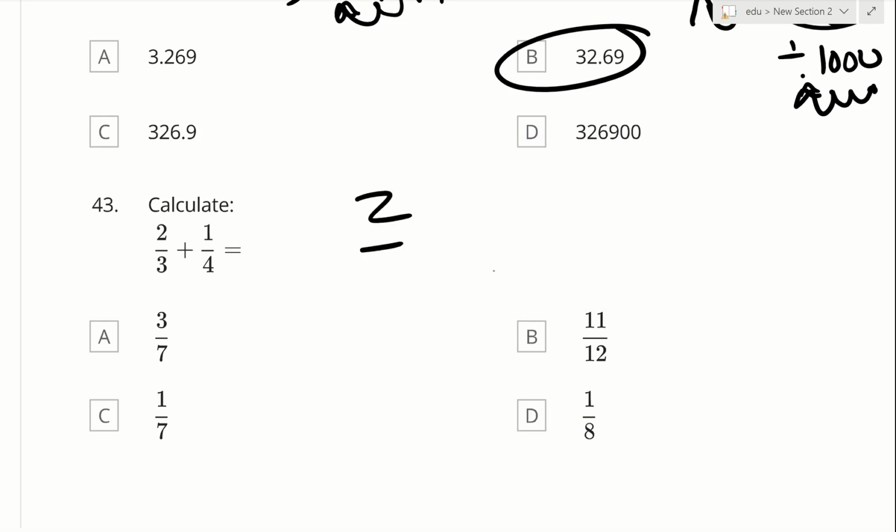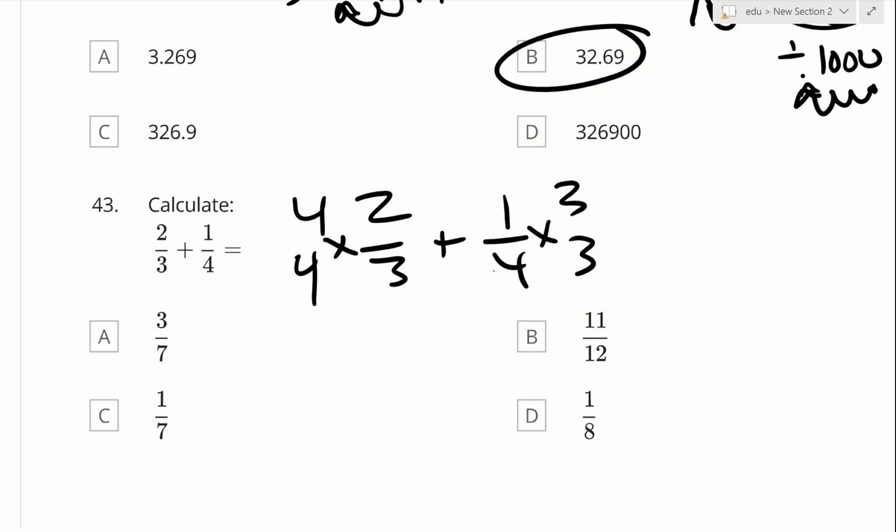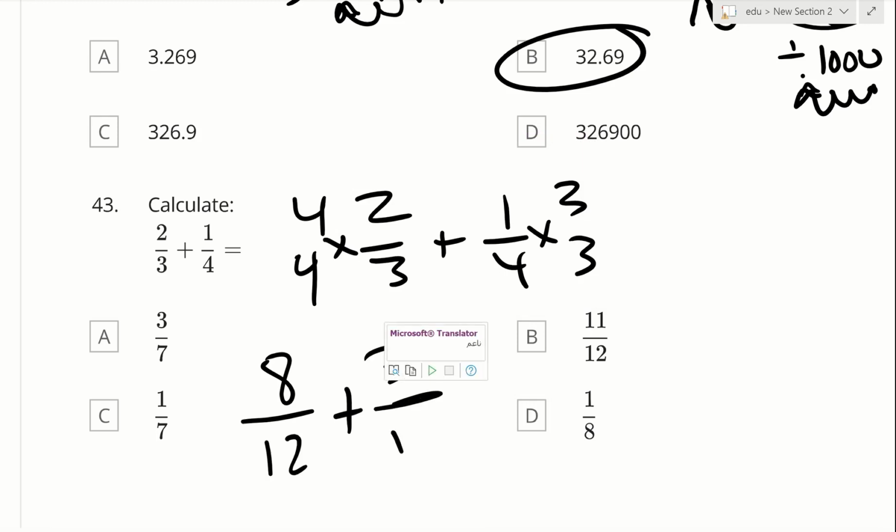So 2 over 3 plus 1 over 4. I'm going to multiply this by 4, multiply this by 3, multiply this by 3. 4 times 2 is 8, 4 times 3 is 12, plus 1 times 3 is 3. Okay, I think I put 4 there. 4 times 3 is 12. So my answer is going to be 11 over 12.